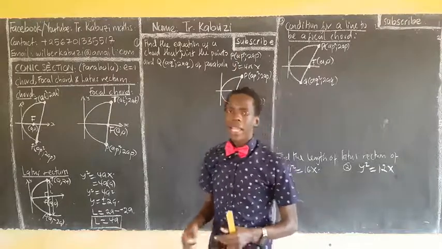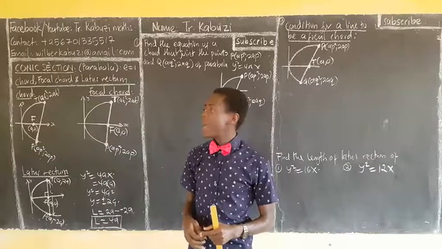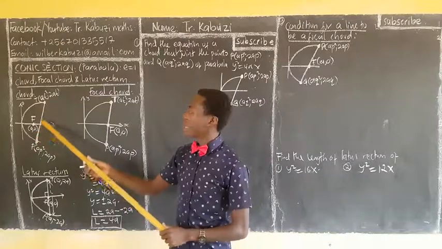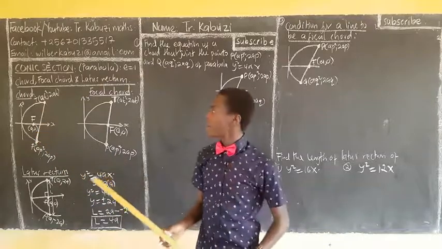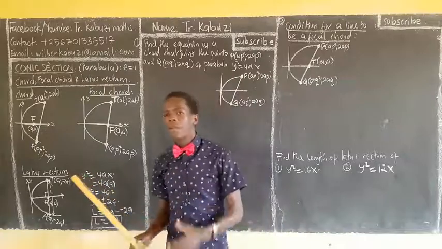Now, the idea is a chord is a line that joins two ends of a parabola. So if you have a parabola like this, a line that joins these two ends is what we call a chord. Just that, it means it's a chord. Now, what about a focal chord?